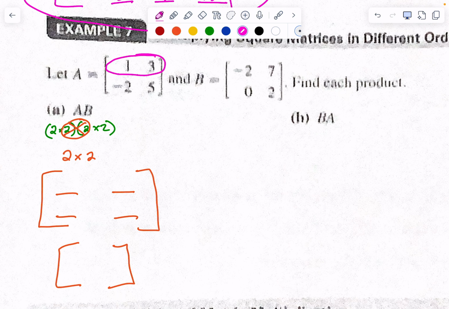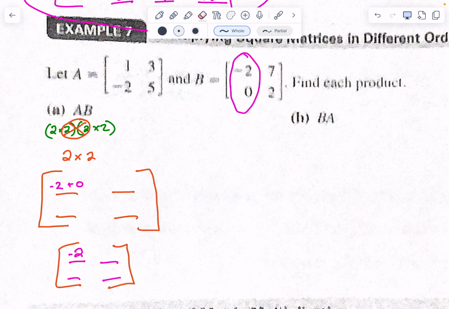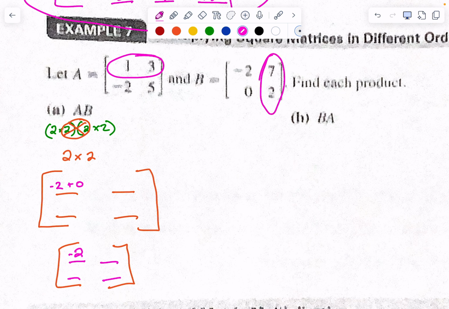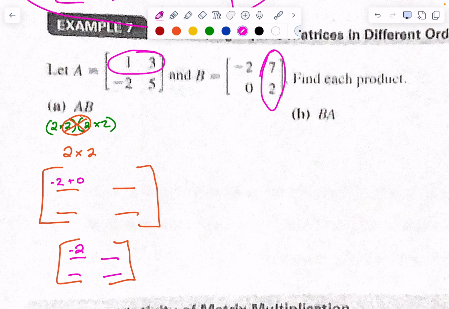1, 3 times negative 2, 0. Row times column, right? So 1 times negative 2 is negative 2. 3 times 0 is 0. So negative 2 should go there. Okay, next. I take 1, 3 times 7, 2. 1 times 7 is 7. Where does that go? To the right. On the top right box. Yep, so 7 plus 3 times 2 is 6. So in that cell should go 13. Yeah? All right, now I'm on my bottom row.